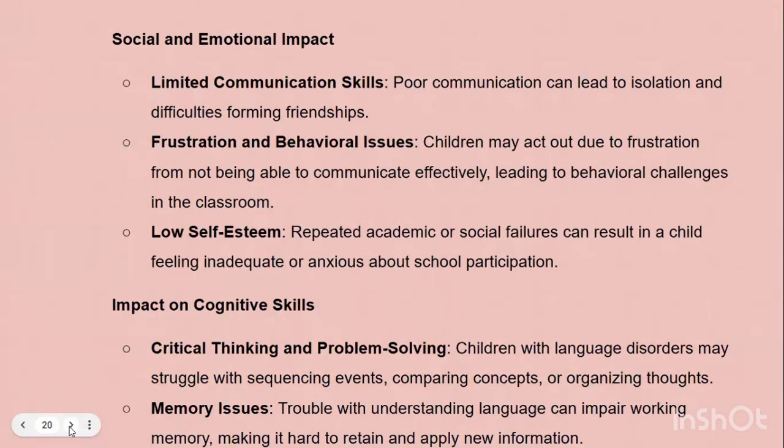Social and emotional impact. Firstly, limited communication skills. Poor communication can lead to isolation and difficulty forming friendships. So because you can't really talk properly like myself, sometimes I don't want to talk to anyone. I just withdraw myself from society. I don't become social. So I put on my phone and stay in one corner. I don't want to talk because I may think that he can talk well, you know.